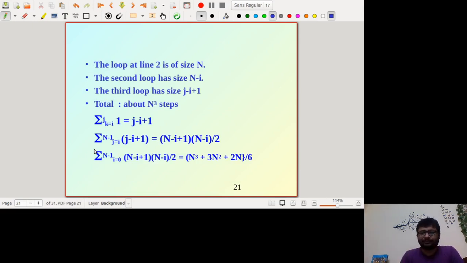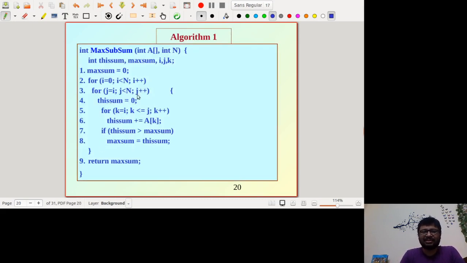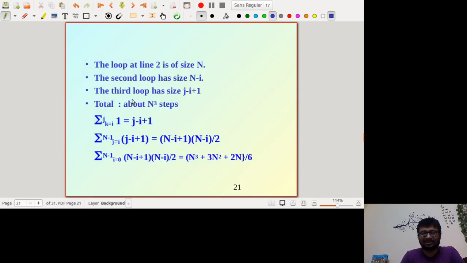So, the loop at line 2 is of size n. What does it mean? This loop runs for n iterations, 0 to n minus 1. The second loop has size n minus I. Size meaning number of iterations.